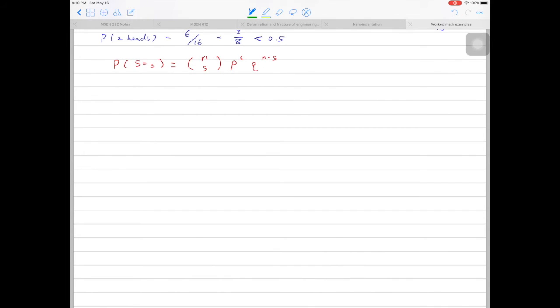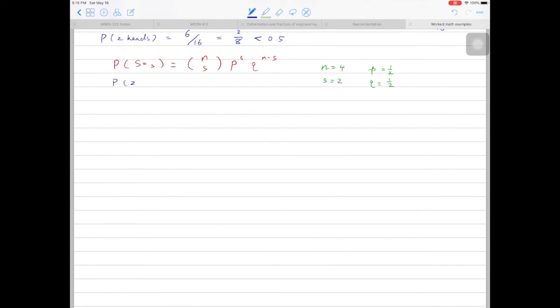N denotes the total number of the events. So you toss the coin 4 times, so n is equal to 4. S is how many times to achieve a specific event. You want to know having 2 heads, so s is equal to 2. P denotes the probability of getting a head, or the probability of the specific event you're looking for. This is half. And also q is the probability of not getting the specific event. It's also half. We can just plug in all the numbers.